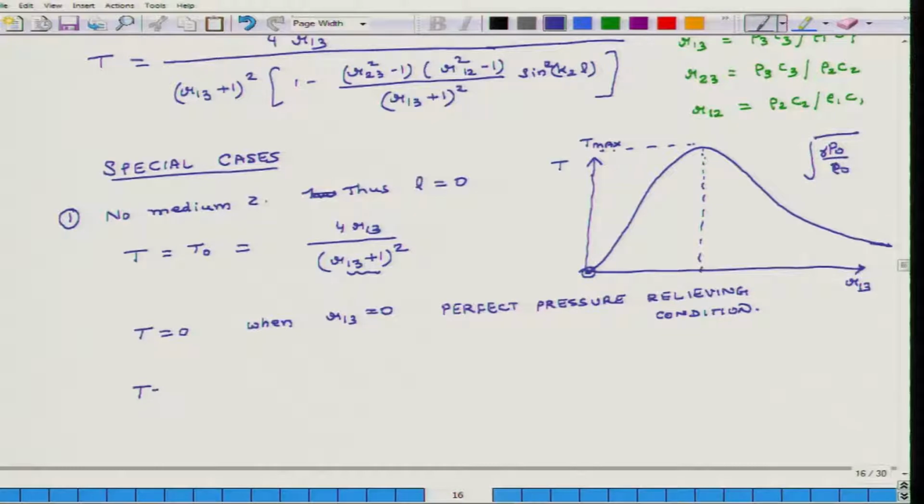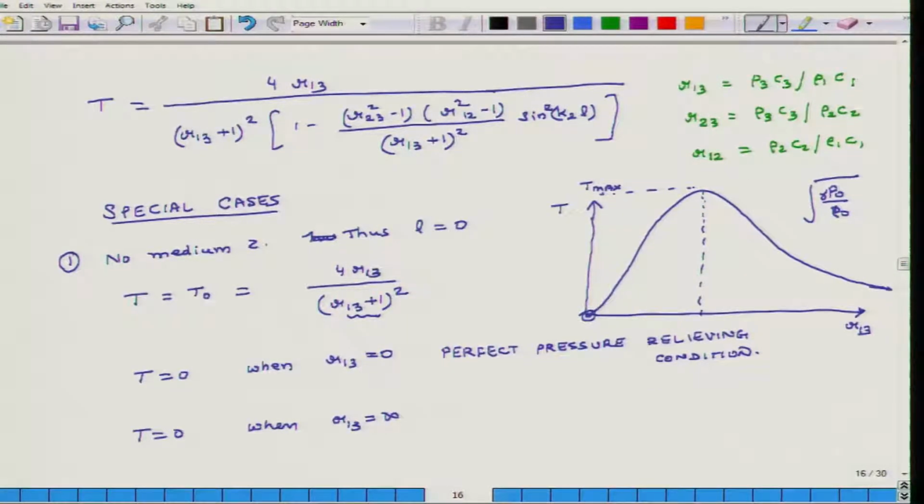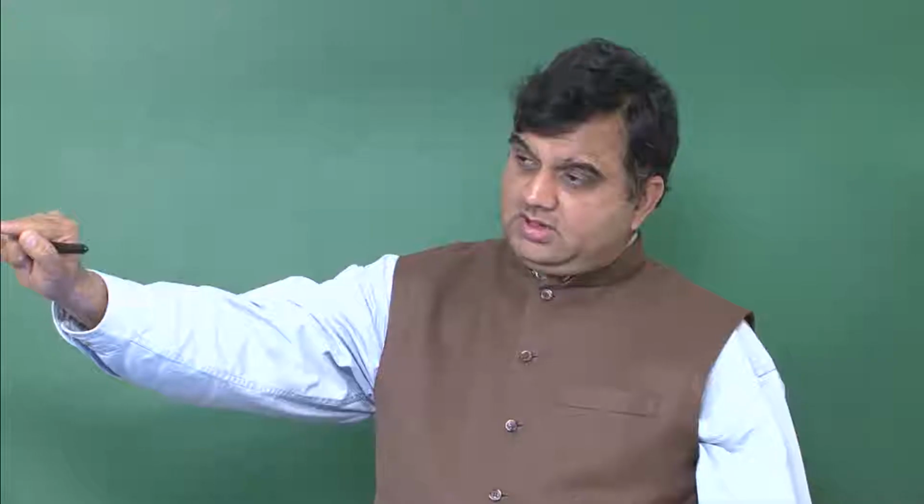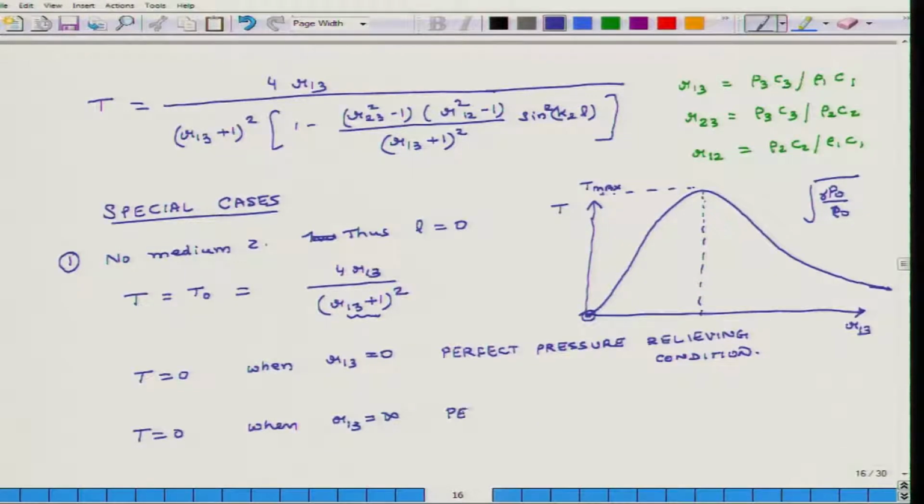The other thing is that T is equal to 0 when R13 equals infinite. When does it happen? When either C3 becomes infinite or rho 3 becomes infinite. So either I have a very dense medium or C3 is infinite, which means the pressure in the system is extremely high. So what does that mean? That when some sound comes and hits, it is essentially hitting like a rigid wall. So nothing gets transmitted to the second side. So this kind of a situation is called perfect rigid termination.